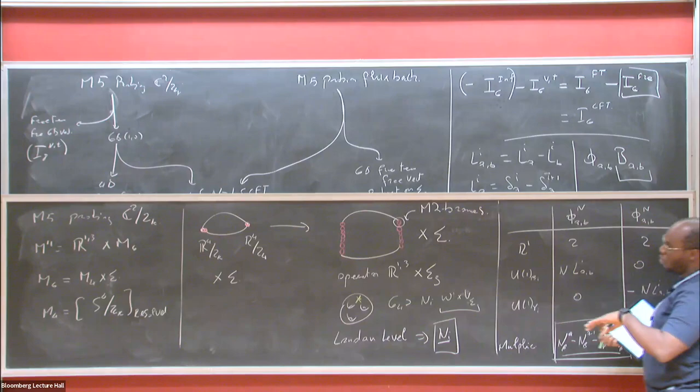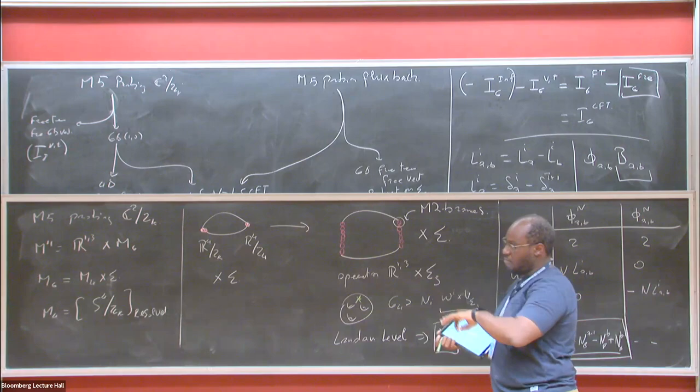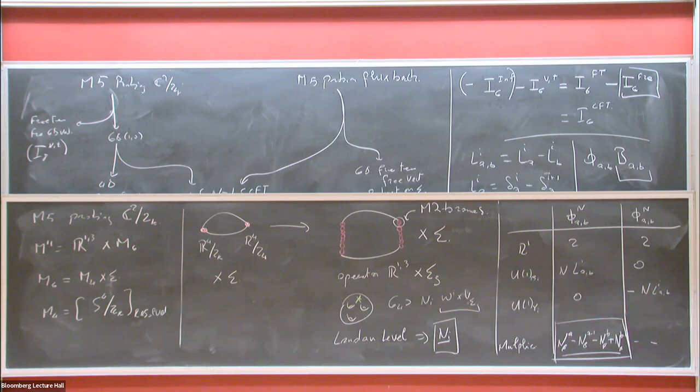Then the statement is now, this sort of scheme allows you to compute the decoupled fields, or the thing that you would call accidental symmetry along this flow from 6D to 4D.